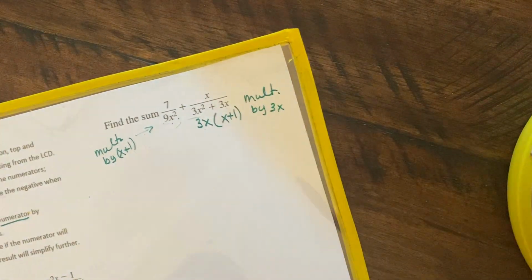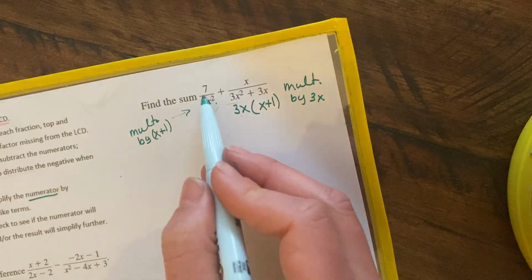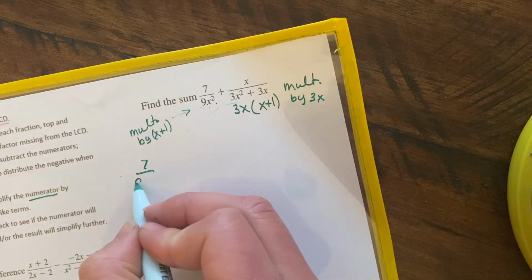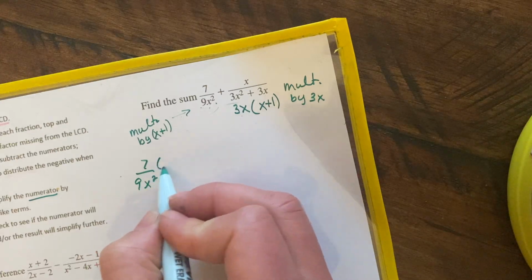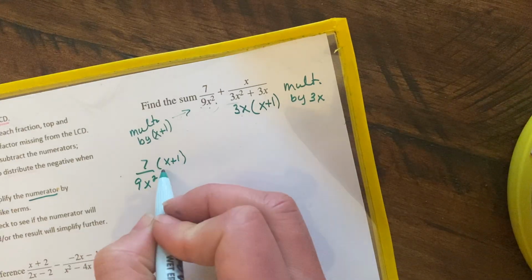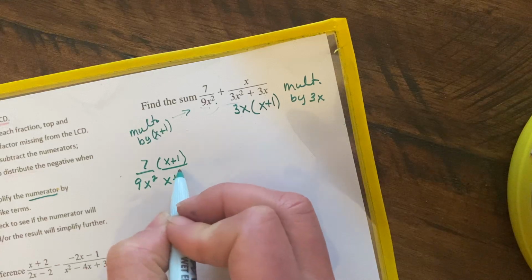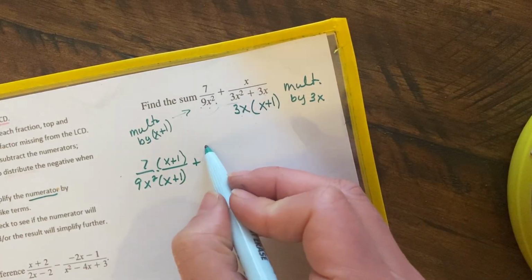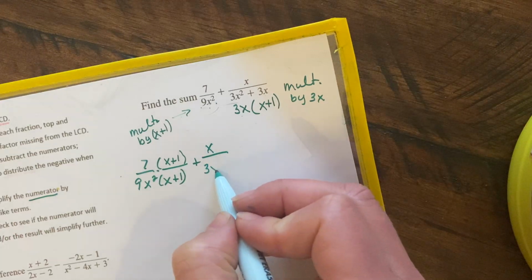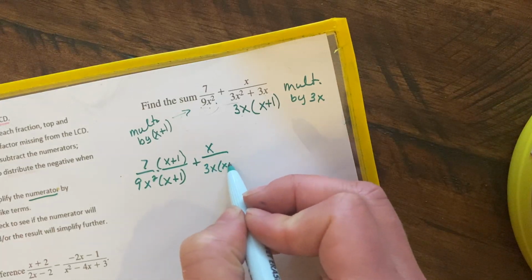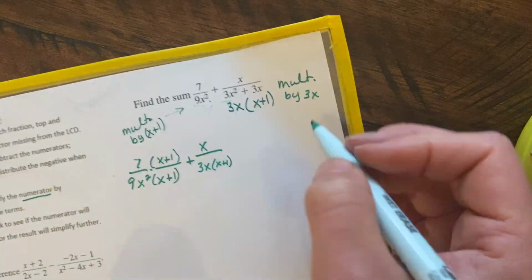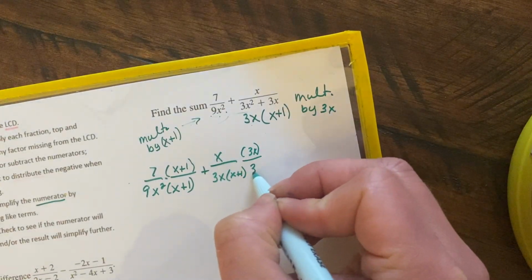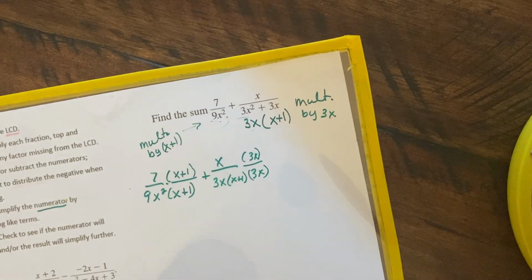So this one here we're going to multiply by 3x. Okay, so I'm going to rewrite it with those in the problem. Right here, we're going to start, make sure we have enough room, 7 and then 9x squared. And we said we're going to multiply top and bottom by x plus 1. Okay, my second one, top and bottom by that 3x. Okay, so that gives us here.